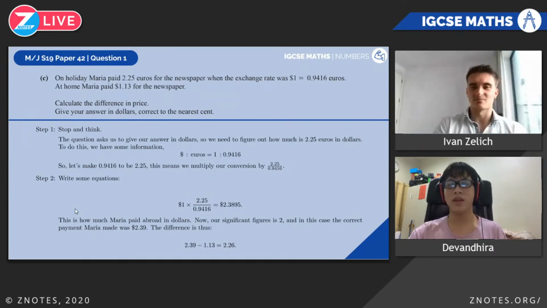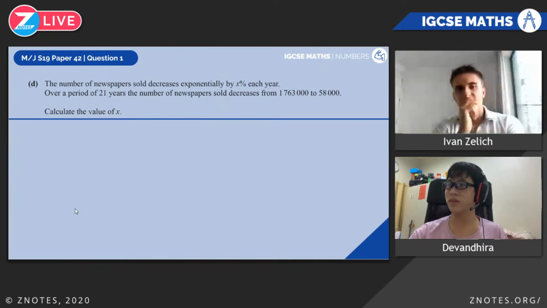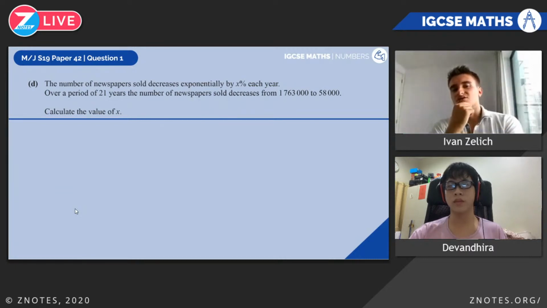Okay. All right. So now we have our last problem. The newspapers sold decreases by X% each year. Over a period of 21 years, the newspapers sold decreases from 1,763,000 to 580,000.